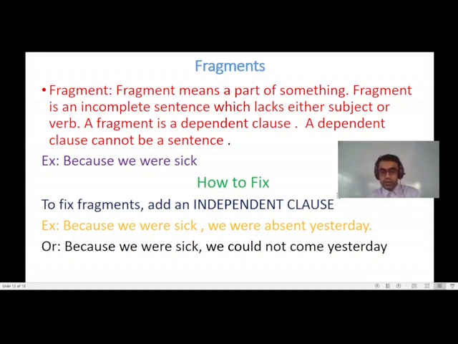How to fix, how to correct the fragments. To fix fragments, add an independent clause.